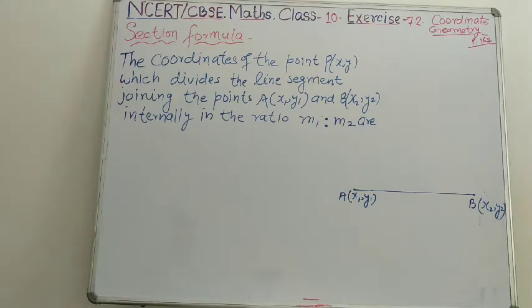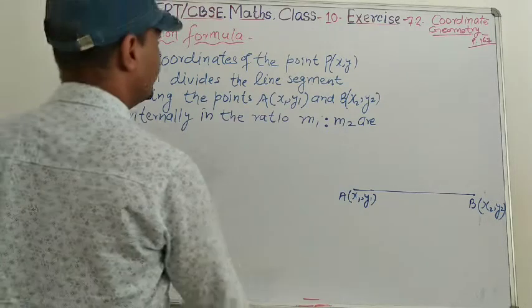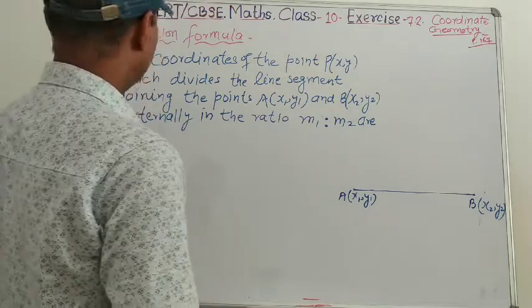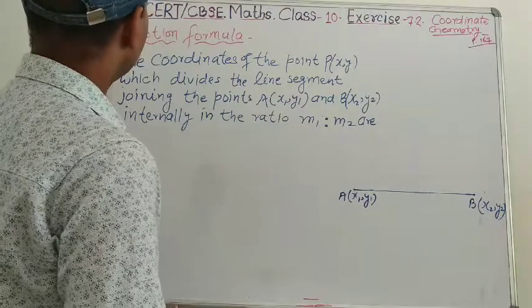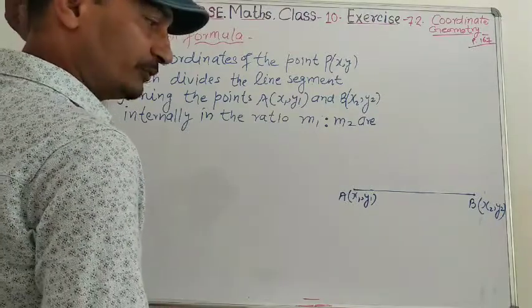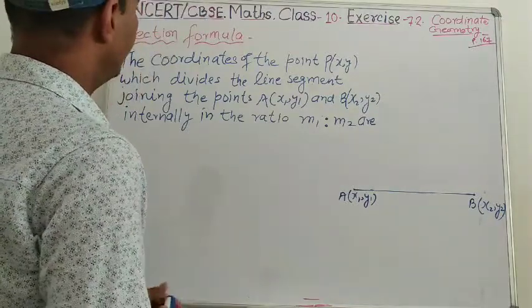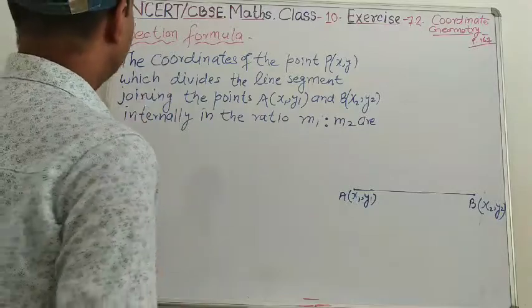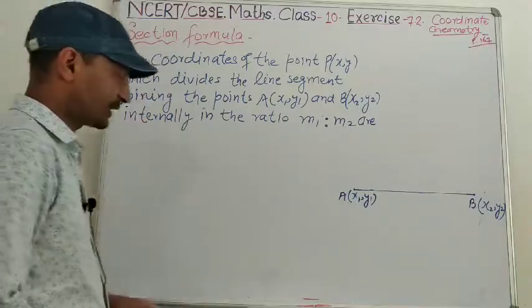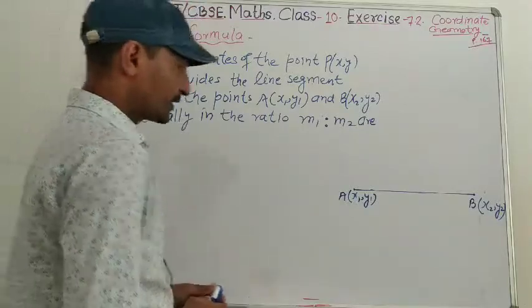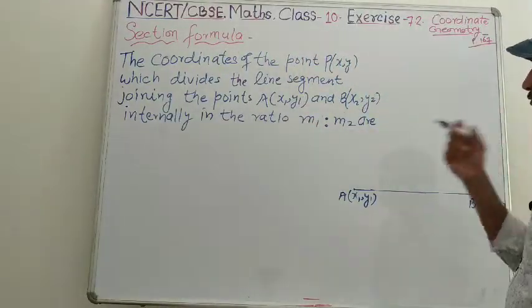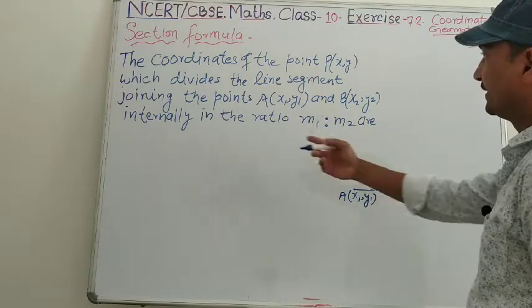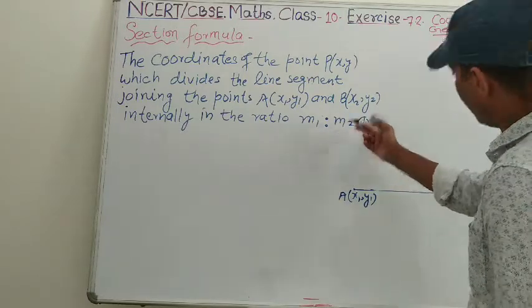So hello students, now you are going to study exercise 7.2 and we will study today section formula. So there is no need for derivation here, directly we write the formula of the section. So what is the section? The coordinates of point Pxy divides the line segment joining the points A and B internally in the ratio m1:m2.